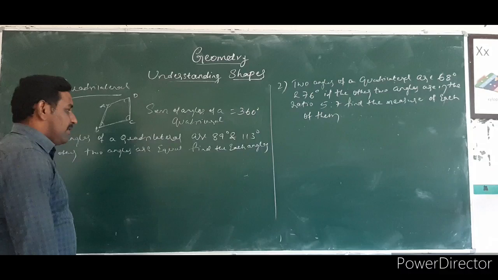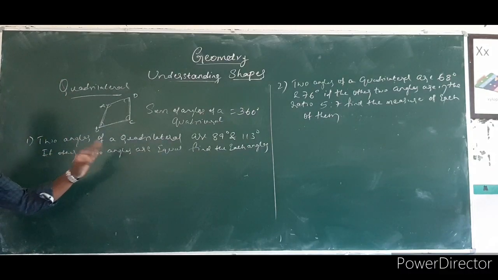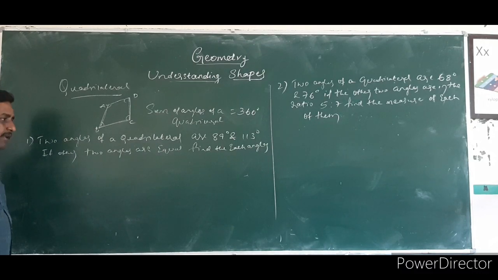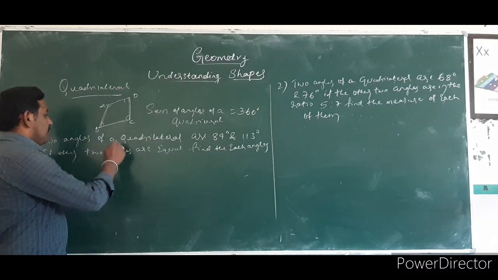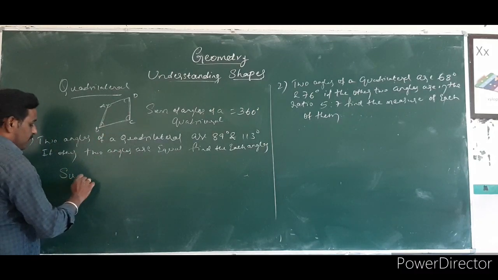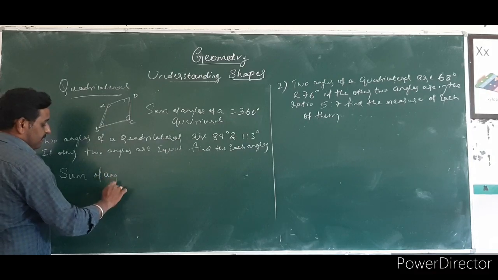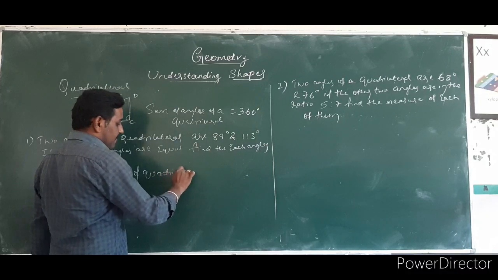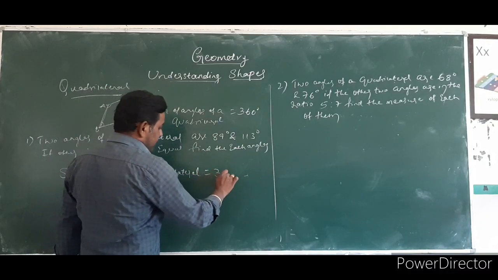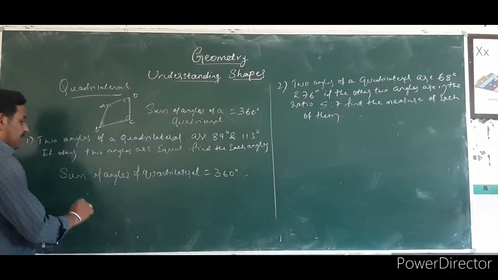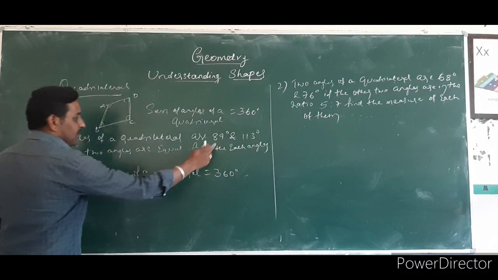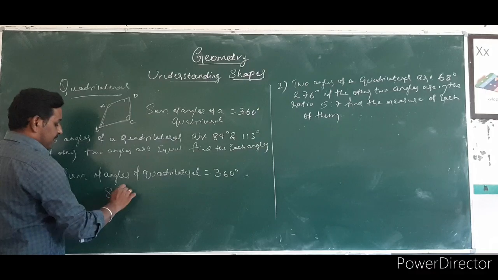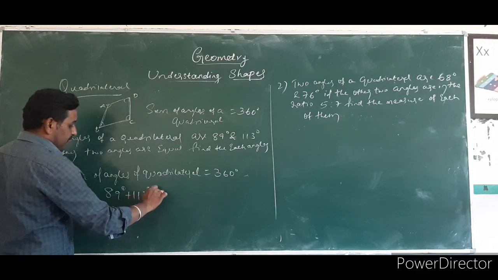In the first problem, I am taking two angles of a quadrilateral that are 89 degrees and 113 degrees. If the other two angles are equal, find each of them. The sum of the angles of a quadrilateral is equal to 360 degrees. If you add all the angles, two angles are given, 89 plus 113 plus.